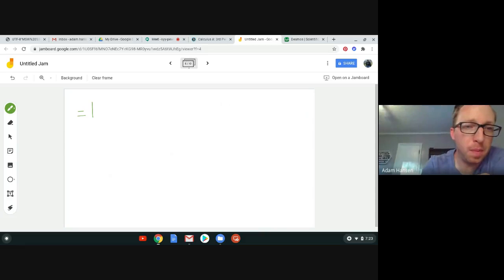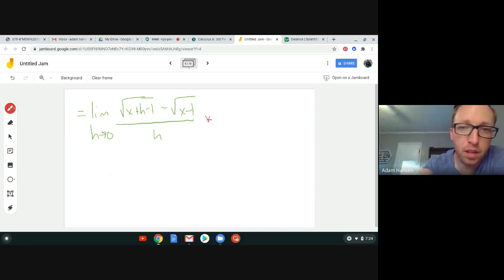So equal to the limit as h goes to 0 of the square root of x plus h minus 1 minus the square root of x minus 1, all divided by h. Now we multiply by the conjugate, and that's where we change the sign in the middle. So now it's going to be the square root of x plus h minus 1 plus the square root of x minus 1. And to keep it balanced, multiply the bottom by the same.